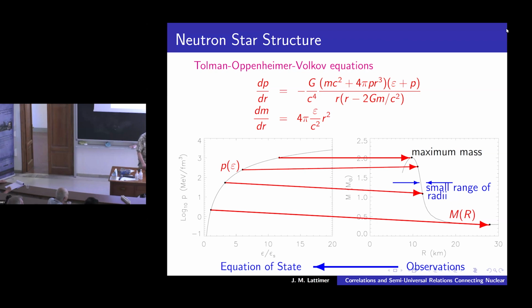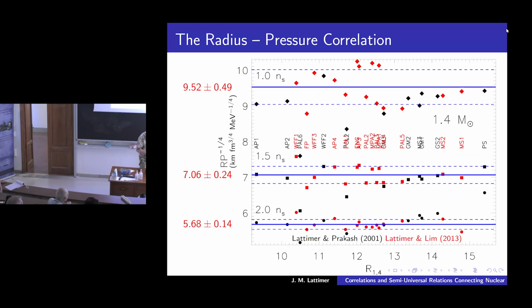In any case, the fact that the maximum mass is close to 2 solar masses is due to general relativity, because in Newtonian gravity, you would expect it to be more like 10 or 15 solar masses.